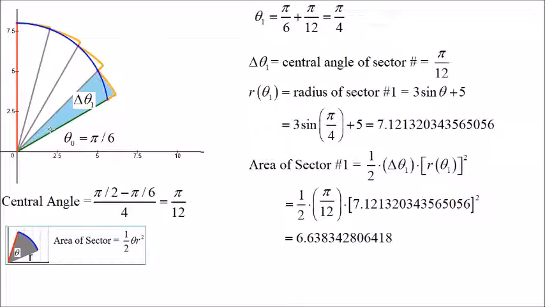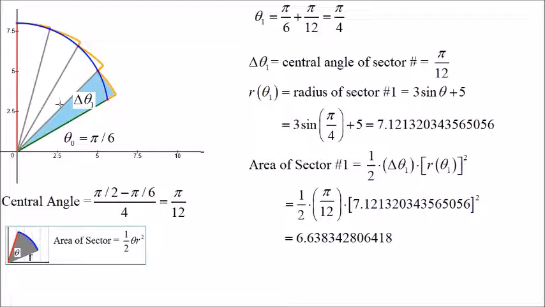This is sector number 1. The angle from here to here is called the central angle for the first sector. Remember that this is pi over 6, and this is pi over 2. Since we're going from pi over 6 to pi over 2 and dividing into 4 sectors, each central angle will be pi over 2 minus pi over 6, divided by 4, which is pi over 12. So the first central angle will be pi over 12.